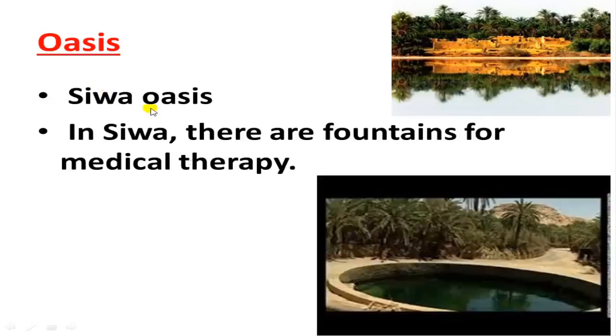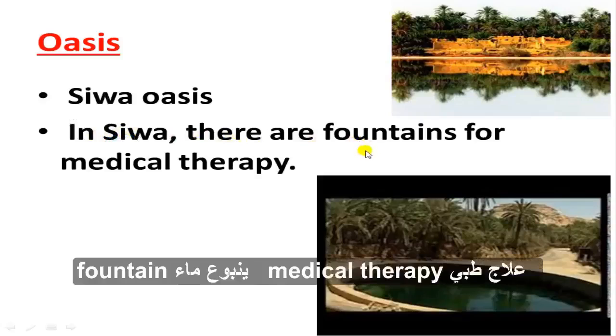An oasis is a piece of land in the desert, but you have life in this land. A lot of people live there. It has trees, fountains of water, a green area in the middle of the desert. Siwa Oasis. In Siwa, there are fountains for medical therapy. If you are sick, you can travel to Siwa.